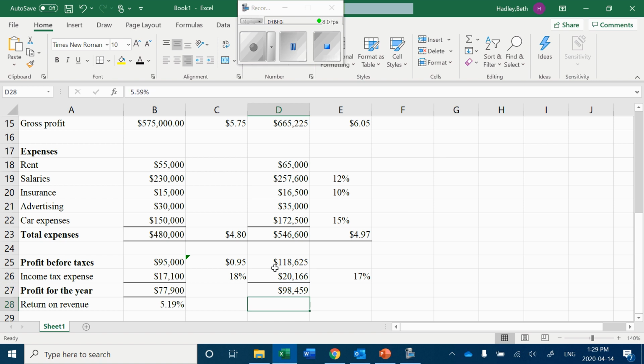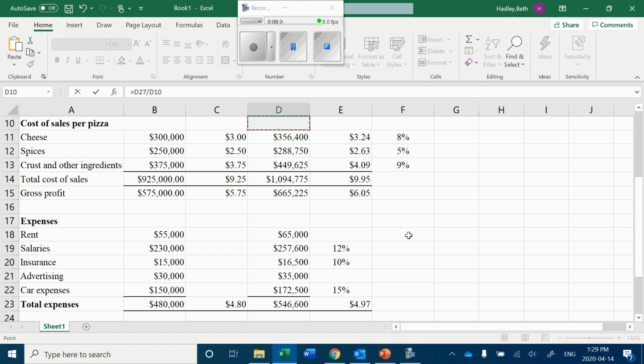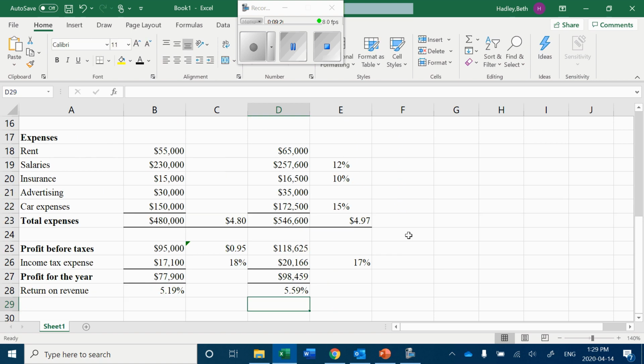98,459, and that gives us a return on revenue, or our profit margin, equals vertical analysis, right? Your profit for the year divided by, you guessed it, sales revenue, which gives you 5.59%. So that is your return on revenue, or also what we've been calling our profit margin percentage. And that is the answer for part 2 as well.